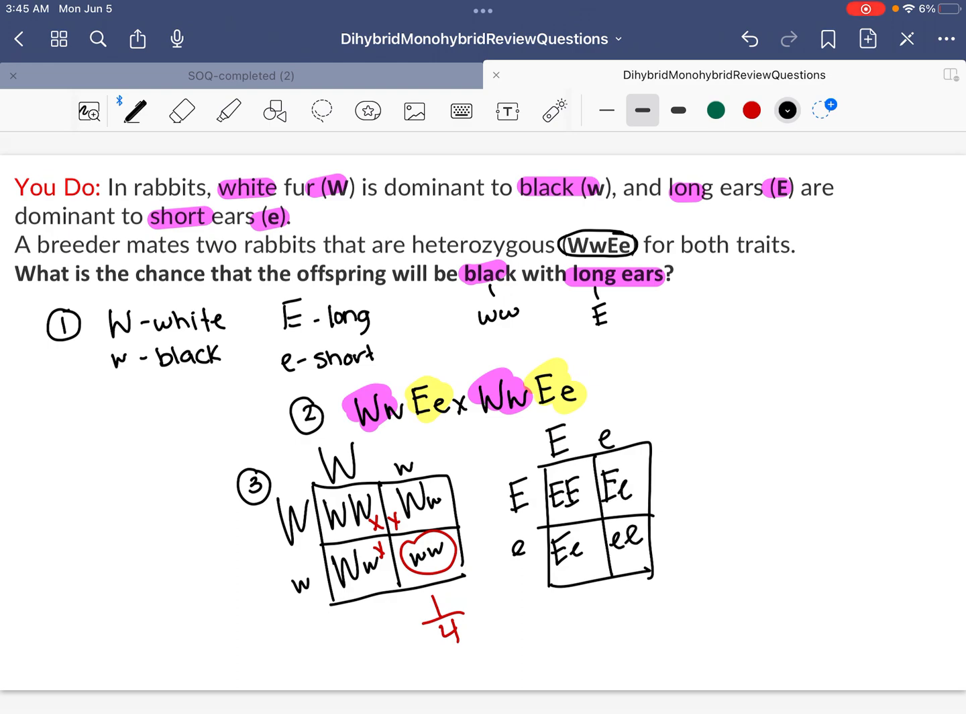Okay, so how many of the offspring will have long ears? So long ears is dominant to short ears. So as long as it has a capital E, we have 1, 2, 3 out of 4. So we're going to multiply this. 3 times 1 is 3. 4 times 4 is 16. So 3 out of 16 would be black with long ears.